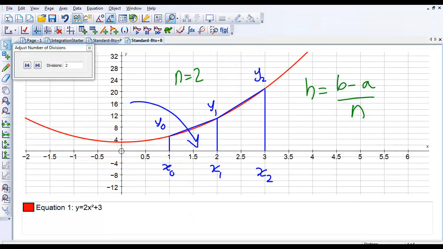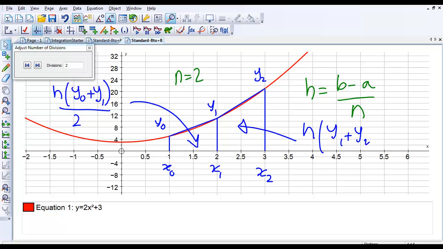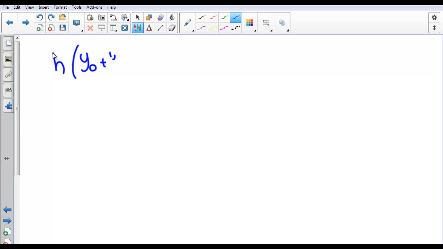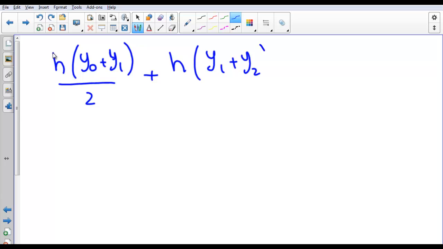Half, so h multiplied by a, which is the height of that, which is y0, plus that one, divided by 2. This one will be equal to the height multiplied by a, which in this case is y1, plus b, which is y2, divided by 2. H, y0 plus y1 divided by 2. We're going to add that onto the other one, which is h, y1 plus y2 divided by 2.